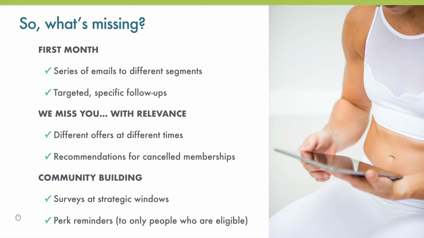Under the idea of community building, you can send surveys at strategic windows. Maybe at the 3-month point, you send a 'we know you've been with us 3 months' email. We'd love to hear your feedback. You're a part of our community. We value your opinion, something like that. You can also send perk reminders. Say you have a special membership perk for your members where they can bring a friend once a month. You can send them an email, and you can segment out only the people who are on a membership, only those people who are actually eligible for that perk, and you can remind them to take advantage of it.